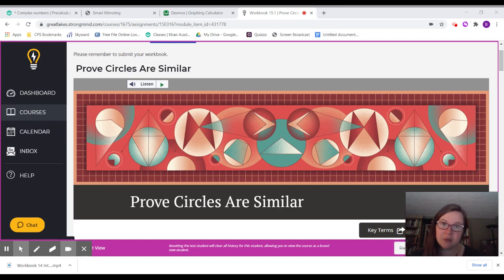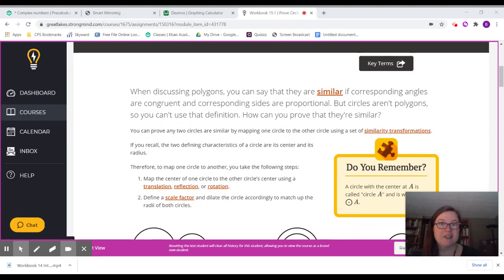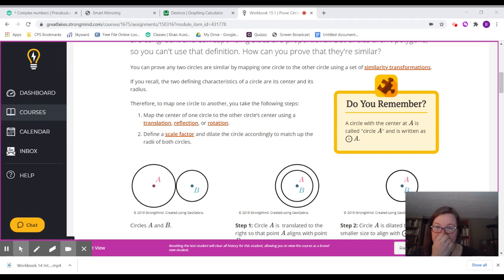So last thing that we did with similar was we talked about similar triangles, when you have angles and sides and everything. With circles, it is so easy because the only thing that you really need to compare is the radius. So all circles are similar because they all have the same exact shape, and the only thing that's different is a radius.